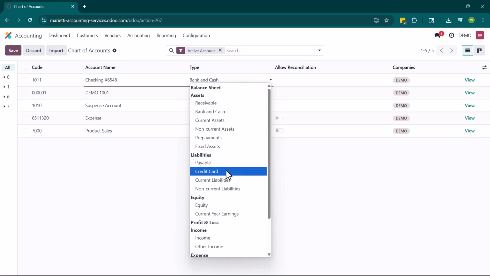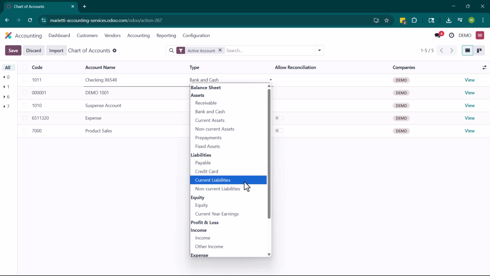Credit cards are liabilities. Sometimes I'll see people want to put credit cards up here with banks. Technically, you owe the credit card company that money, so a credit card is a liability. It is not an asset. Current liabilities are liabilities that we anticipate paying off within the next 12 months. And non-current liabilities are liabilities that we don't anticipate having paid off in the next 12 months.